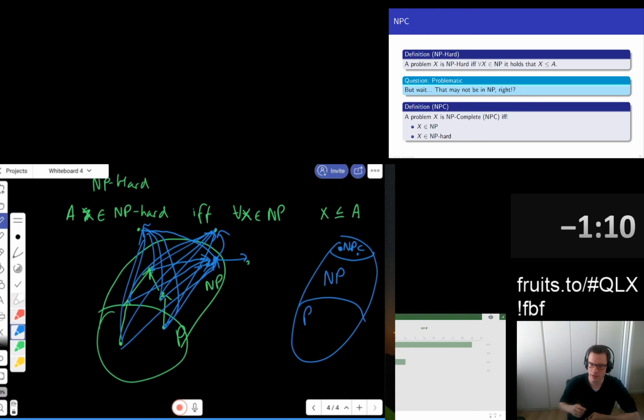Someone asked, Lightning, if A and B are both in NP complete, does that mean that A is reducible to B and B is reducible to A? Yes, because being in NP complete means being in NP, and being in NP complete means that everything in NP is reducible to you, because you're NP hard. So yes, these two together means that anything in NPC can be reduced to each other.